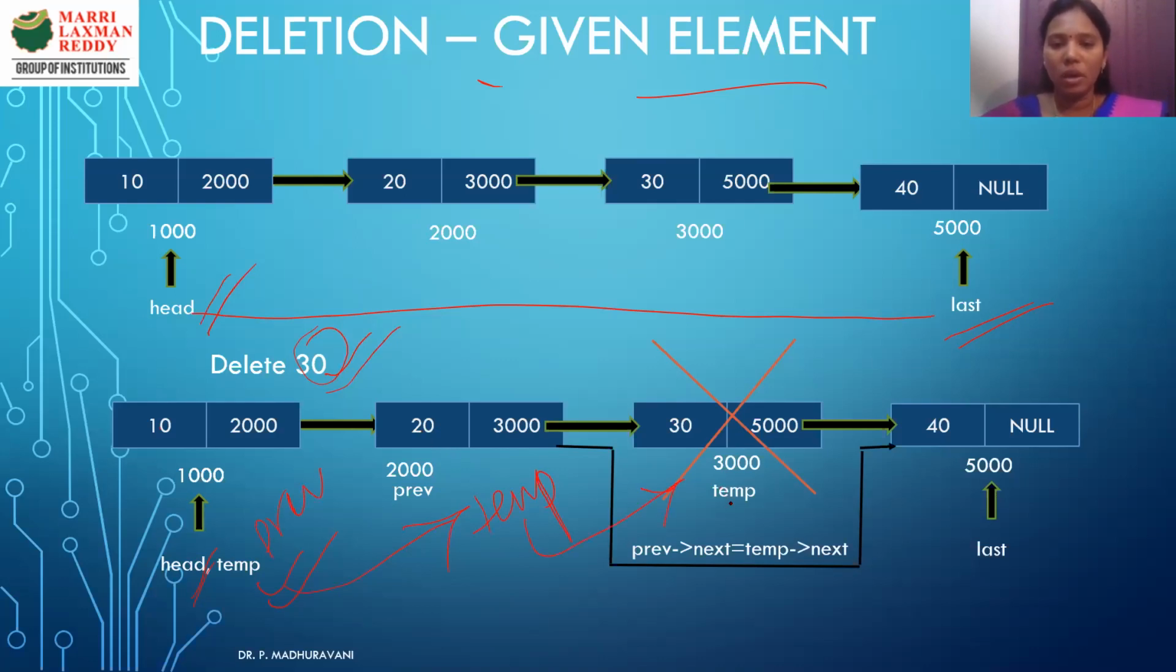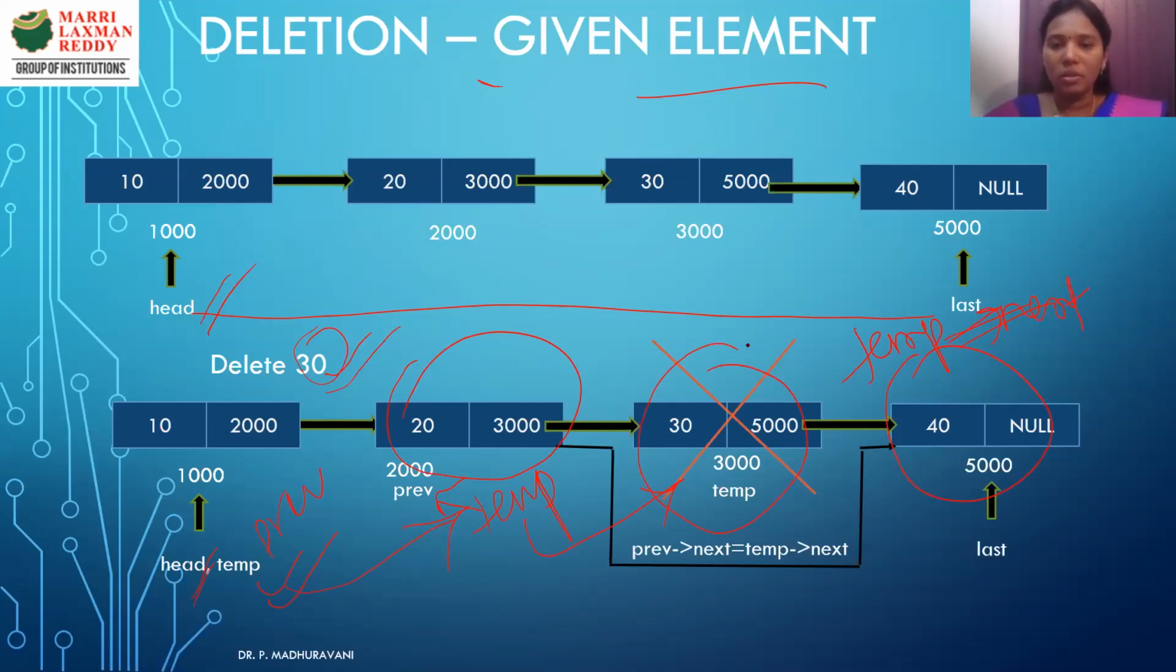Now, this is your temp. Before moving temp to next node, store this information into previous. So, this node name is previous. Now, this node name is temp, and this node, which is next to temp, is called temp arrow next.